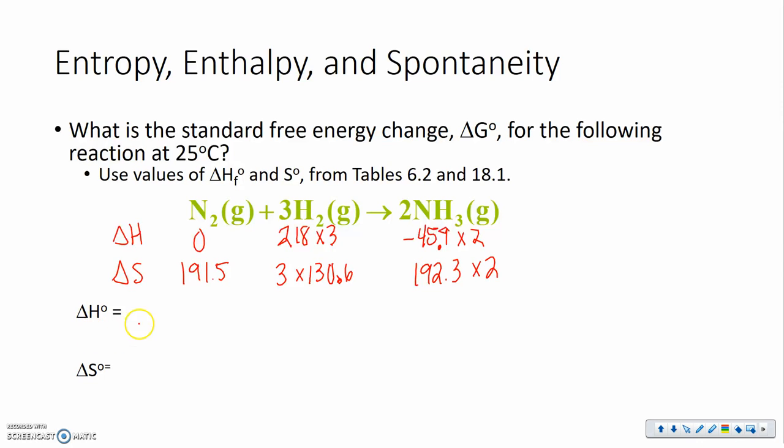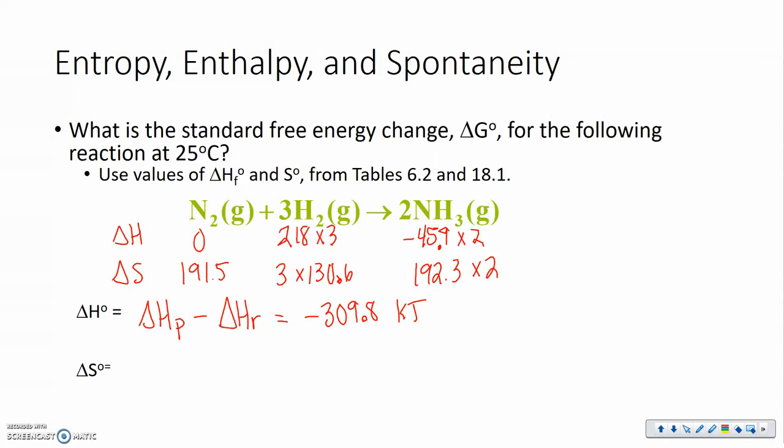So our enthalpy change for the reaction is going to be our enthalpy of our product total minus the enthalpy of our reactant total. So we want to add up the values of our products, 218 times 3, and then our negative 45.9 times 2, minus the total for our reactants, and you get negative 309.8. These are all in kilojoules per mole.